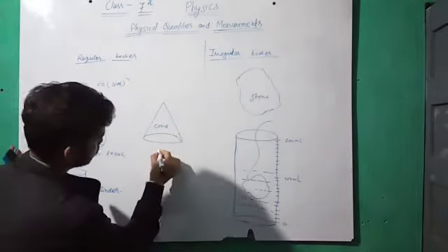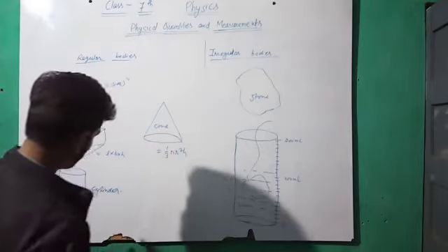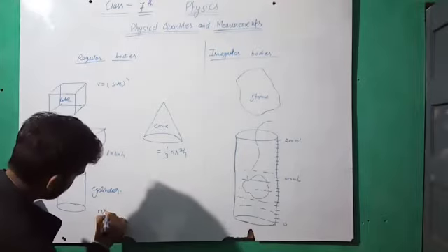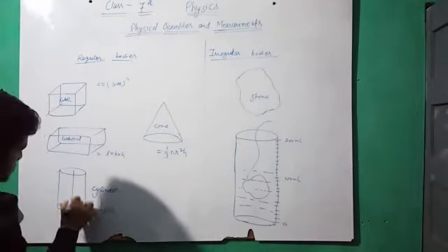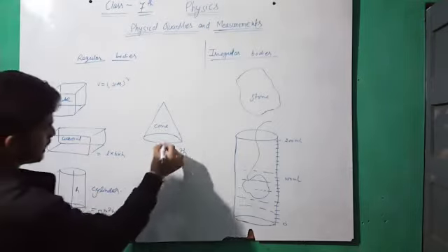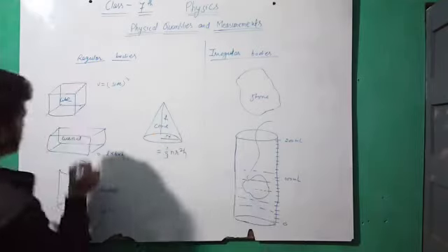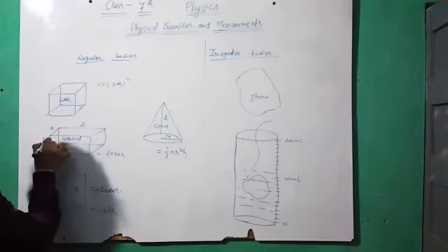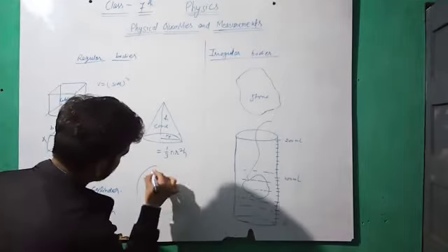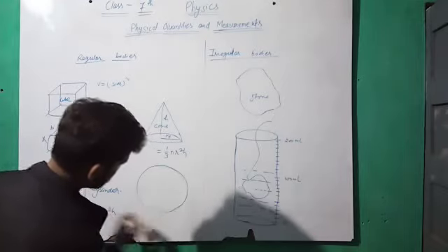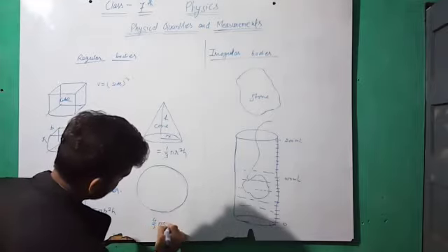Volume of a cone is 1 by 3 pi r square h. Volume of a cylinder is pi r square h, where r is the radius of the cylinder and h is the height. r is the radius of the cone and h is the height of the cone. Here length, breadth and height are all sides. Next we have one more regular body, that is a sphere. Volume of a sphere is 4 by 3 pi r cube.